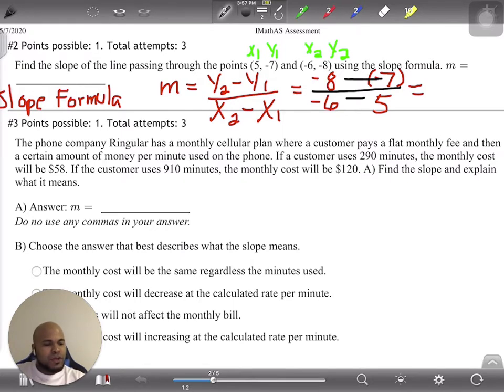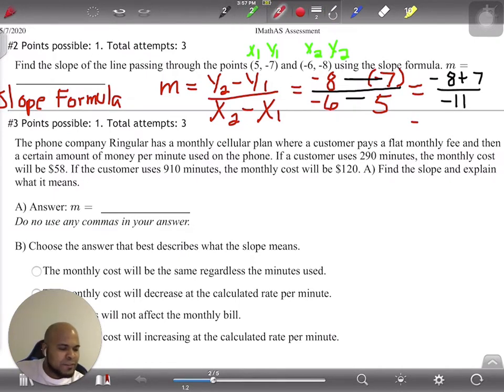So in reality, what I have is -8 plus 7 over, I can combine this, -6 minus 5, same sign, add and keep. That's just -11, all right? You know the song, right? Same sign, add and keep, different sign, subtract. Keep the sign of the higher number, then you'll be exact. Yay! All right, so the top one, -8 plus 7 is just -1 divided by -11.